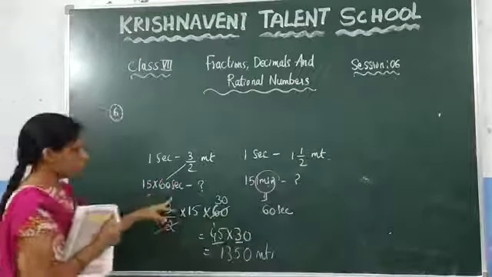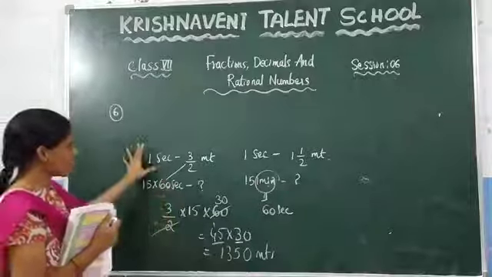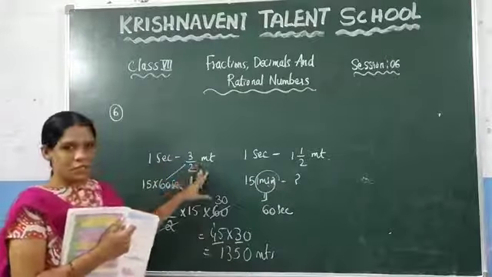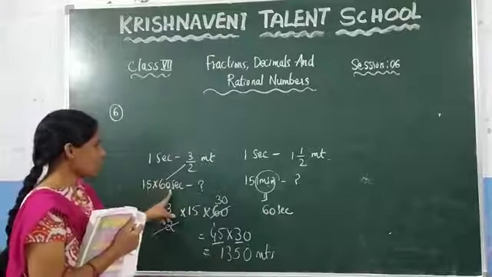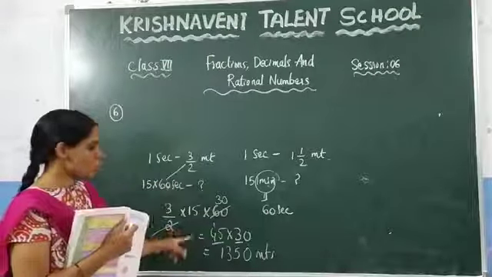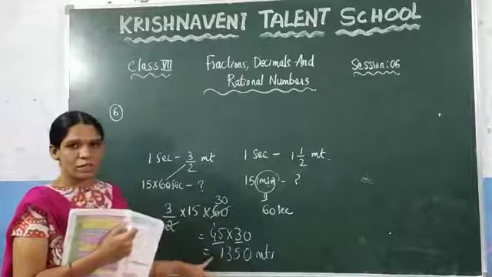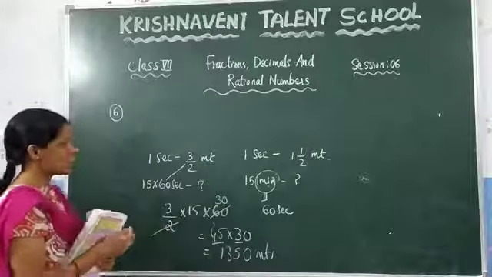So we have written this one. So we have converted to 1 second. He is traveling a distance of 3 by 2. And 15 minutes is nothing but 15 into 60 seconds, so how much? You just need to multiply, so that you get the result, which is 1350 meters. Now write this one.